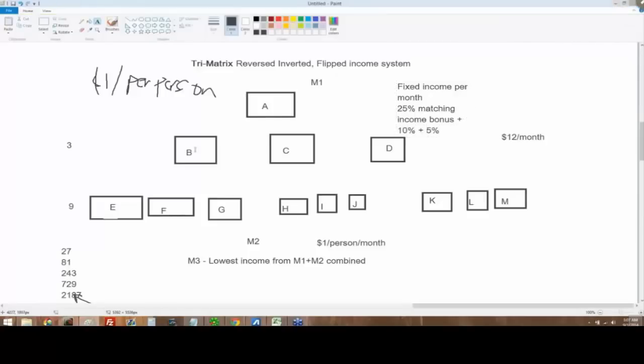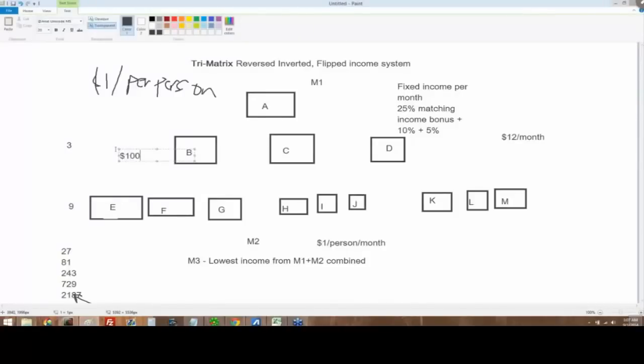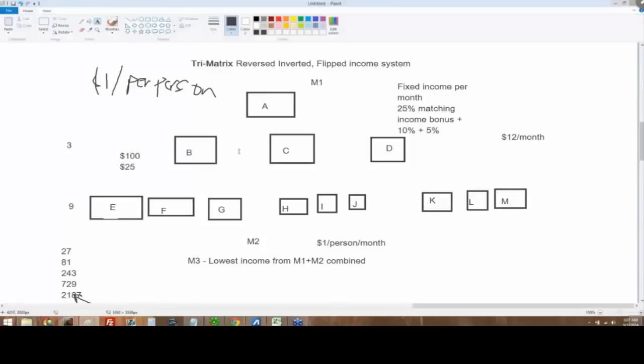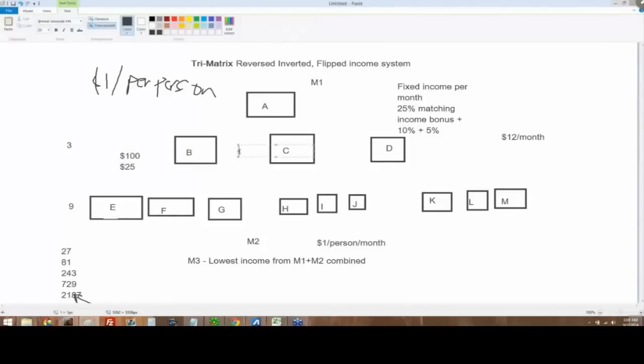So let's say A referred B, and in the giant scheme of things, from the 3 matrices combined, B made $100. A is going to get $25 as well. And then let's say B referred C, and C in the giant scheme of things from M1, M2, and M3 combined made $60. A is also going to get $6 from that. Here's what it basically means. When you refer somebody and they make money, you basically make money as well.